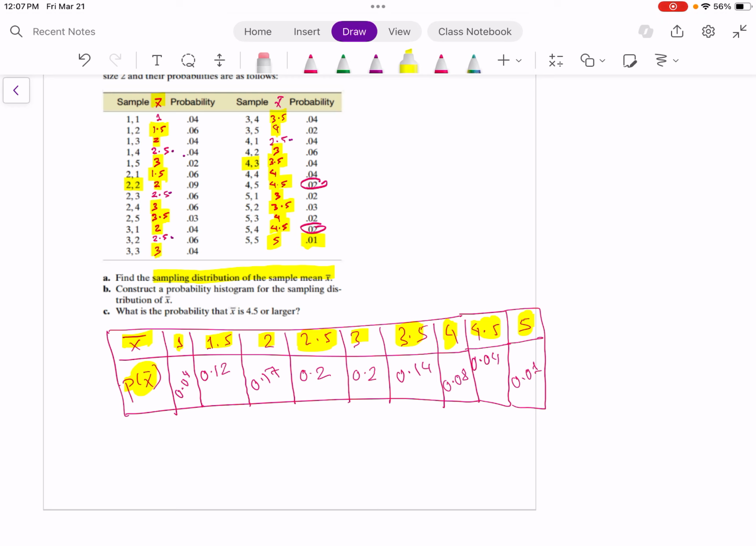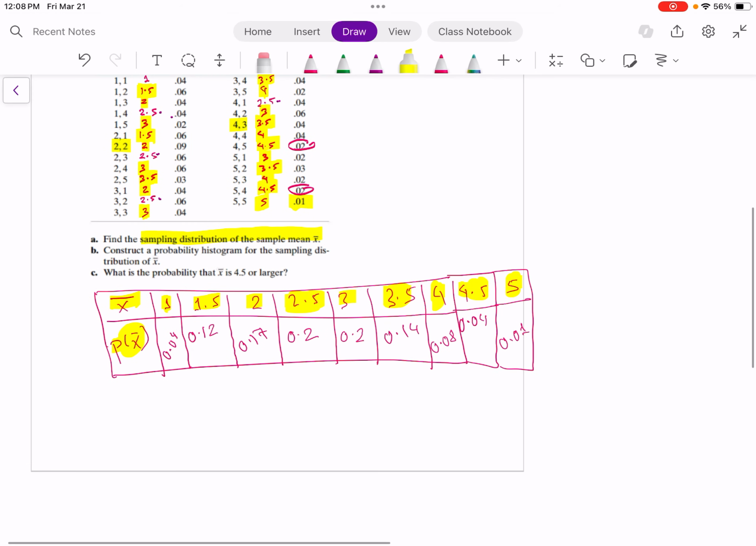All the numbers. Yes, the sum of all these probabilities has to be equal to 1. Okay, so let's see. 0.04 plus 0.12 is 0.16, plus 0.17 is 0.33, plus 0.2 is 0.53, then... 0.87, 0.95. I think it's 1. We get 1. So if we add all of these probabilities, the sum has to be equal to 1.